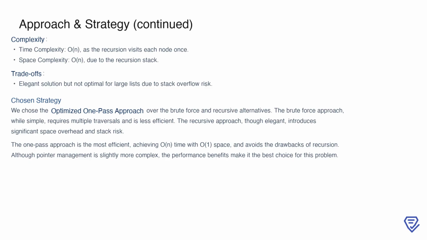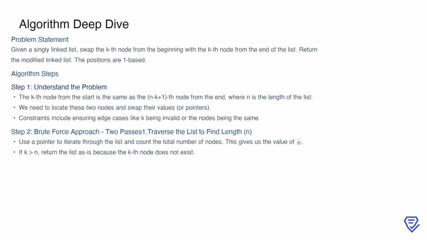In this problem, we are given a singly linked list and tasked with swapping two nodes, the kth node from the beginning and the kth node from the end of the list. The positions are 1-based, meaning the first node is position 1, not 0.